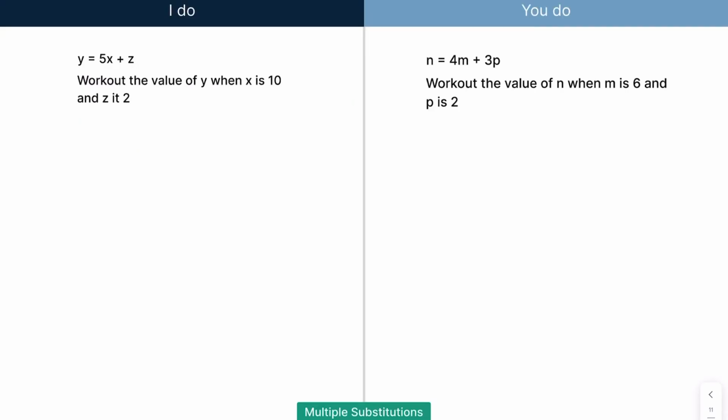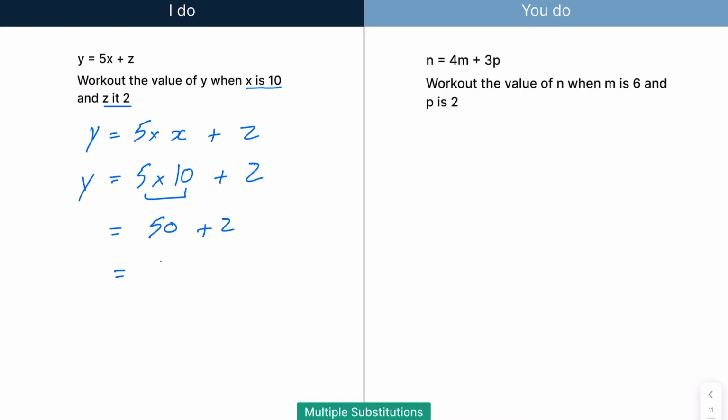Now moving on, we're looking at multiple substitutions. So it's the exact same thing. We're going to write this out again. We have y is equal to 5x, and we can write that as 5 times x plus z. Now all I need to do is substitute the values in. So we know that x is 10 and z is 2. So we write this out: 5 times x, which is 10, plus z, which is 2. So that becomes 5 times 10, which is 50, plus the 2, and then that becomes 52 here. And that is our answer there.